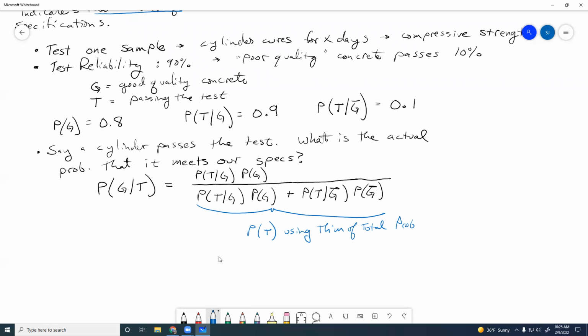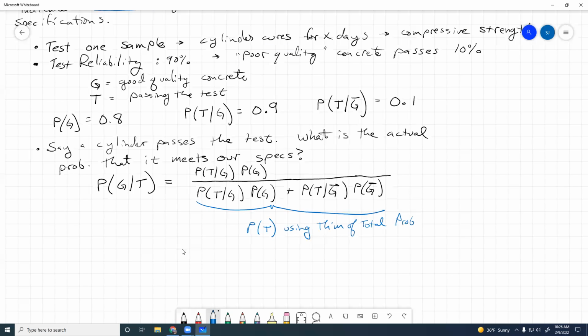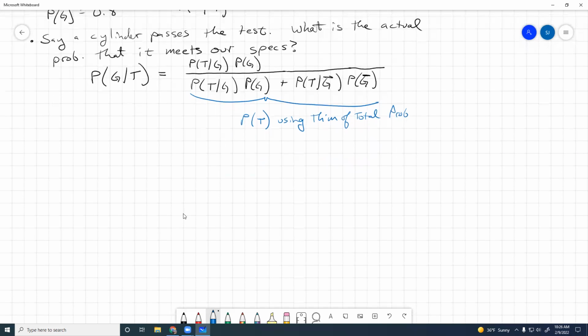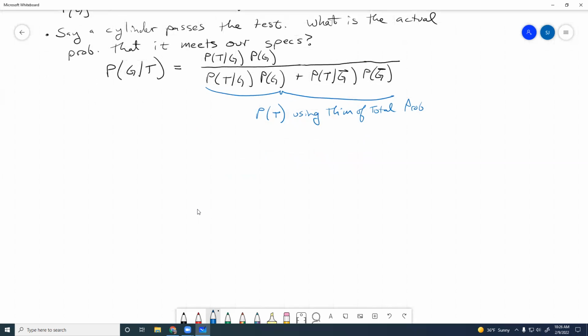So we could say, whoa, the probability of getting good concrete is 80%. Well, we have some information, and that allows us to refine that. So let's actually calculate this. We got a good test. What's the probability that we have good concrete? Do you think it's going to be higher or lower than 80%? I hope it's higher because we actually did a test, right? So that gives us more information. Therefore, we should get a better number. So let's plug these numbers in.